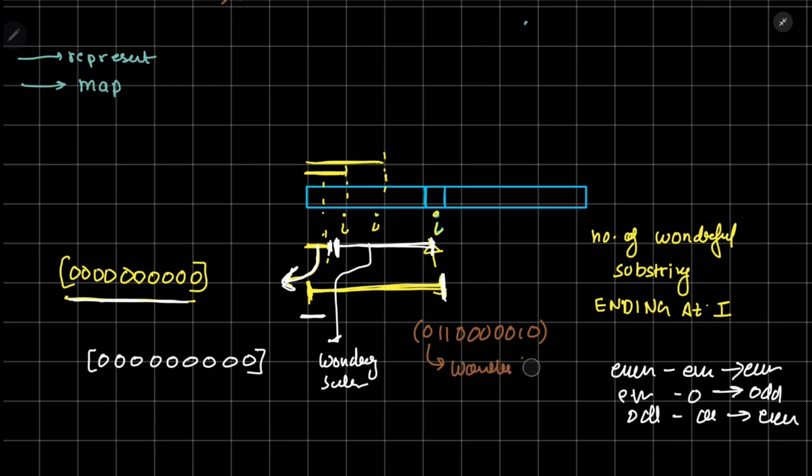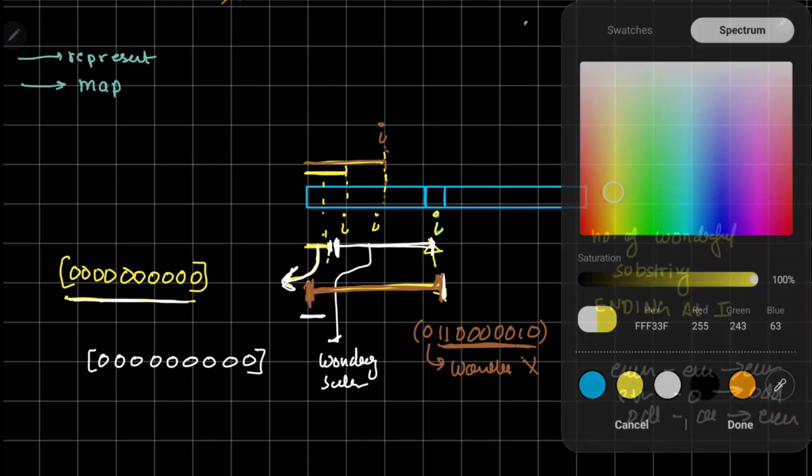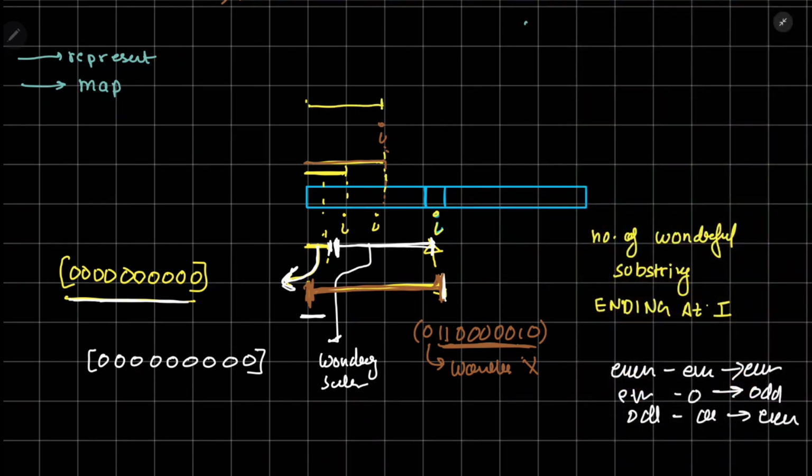This is not a wonderful substring, but this is a substring which is starting from here to here, starting from 0 and represented up to here. Now let's say that for this particular I here, we have the same substring as this one. So from here to here we have the same substring.